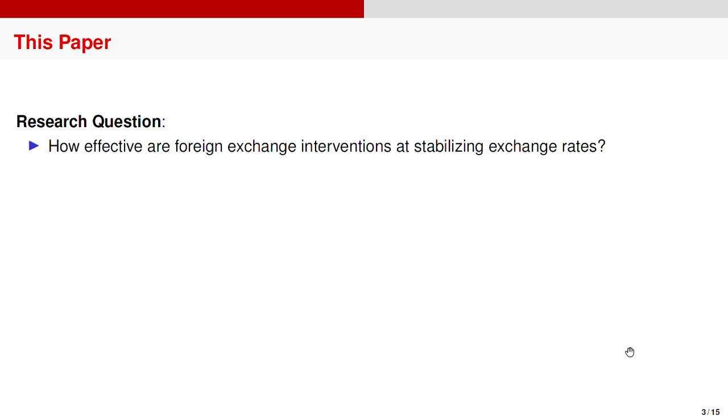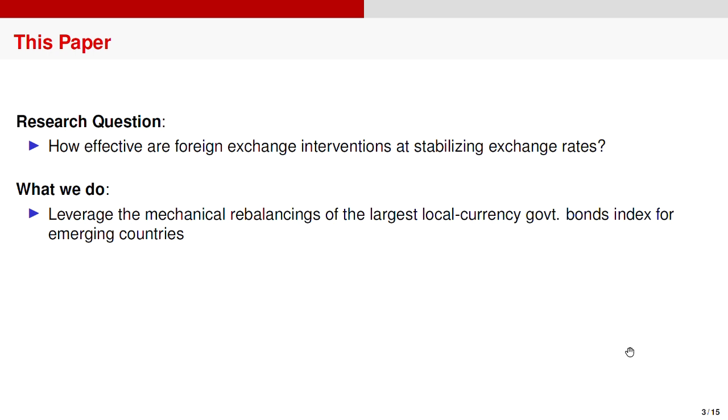So what do we do in this paper? We ask the question, how effective are foreign exchange interventions to stabilize exchange rates? To answer this question, we leverage the mechanical rebalancings of the largest local currency government bonds index for emerging countries. This index is called GBI-EM, which I'm going to speak about in detail in a few slides.